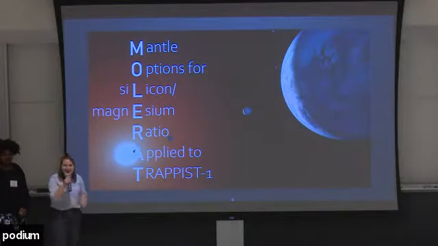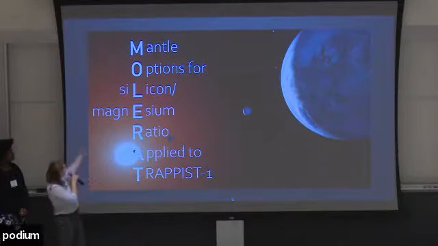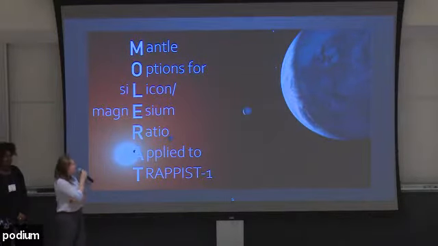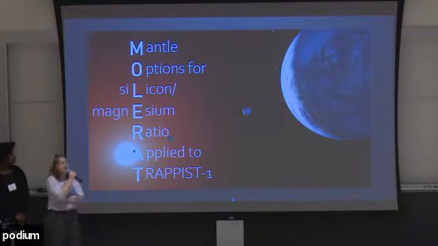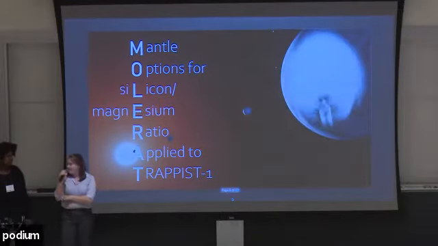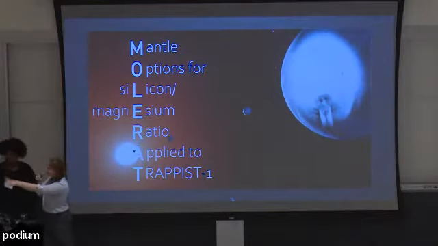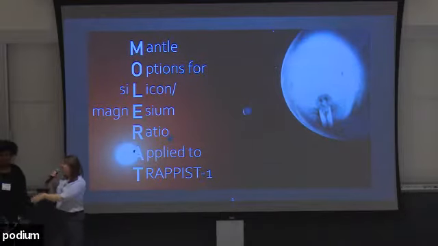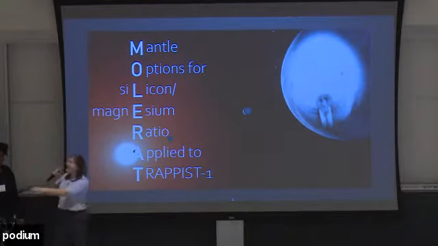All right, hi everyone. We are Exoplex Mantle Chemistry Group 1, or MOLERATs. Mantle options for silicon/magnesium ratio applied to TRAPPIST-1. We are Megan, Sasha, Igor, Andrea, and other Megan.